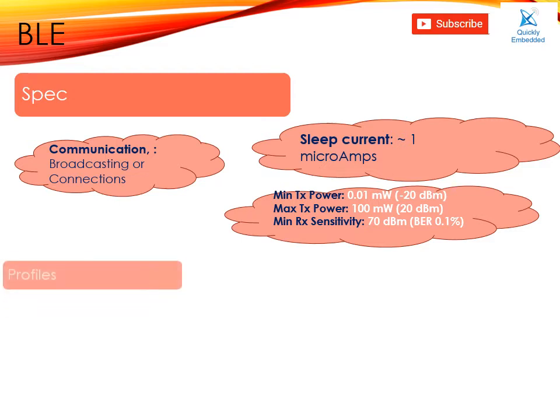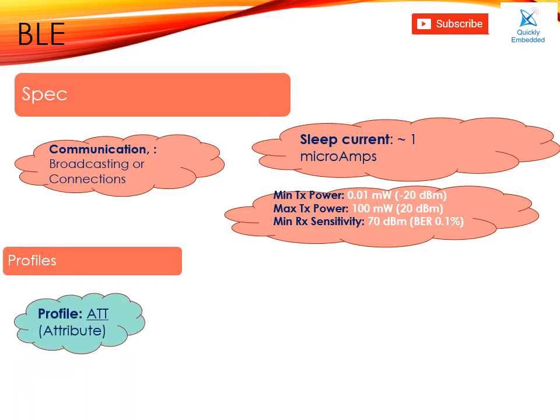Let's see about profiles. In Bluetooth low energy, profiles expose the state of a device. Say ATT, attribute protocol, GATT, generic attribute profile, GAP, generic access protocol, 6LoWPAN, that is IPv6 over low power wireless personal area network.